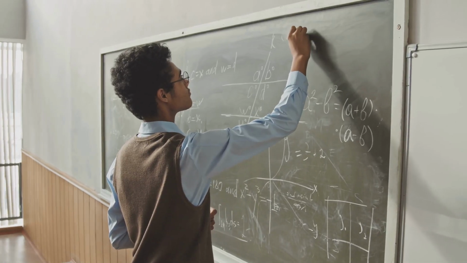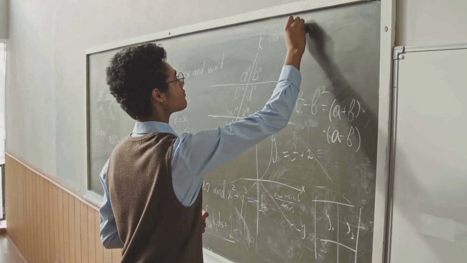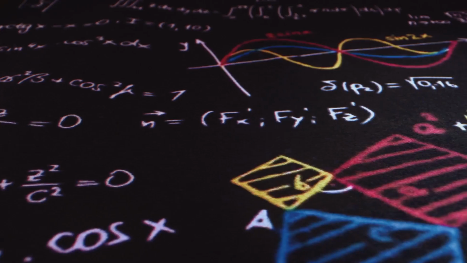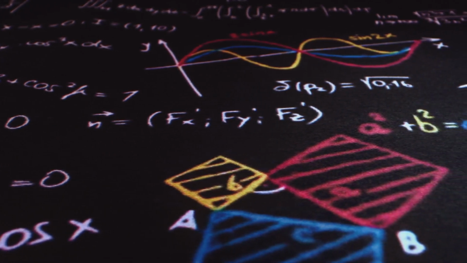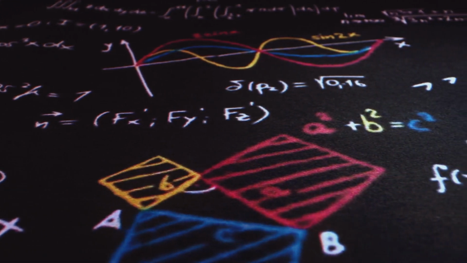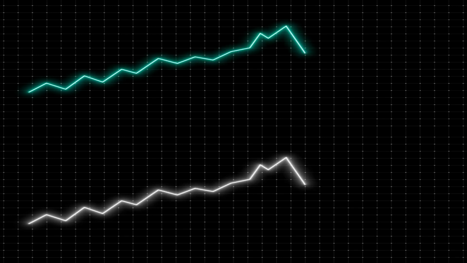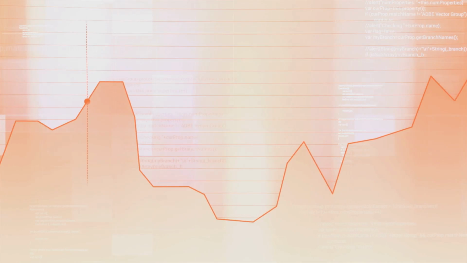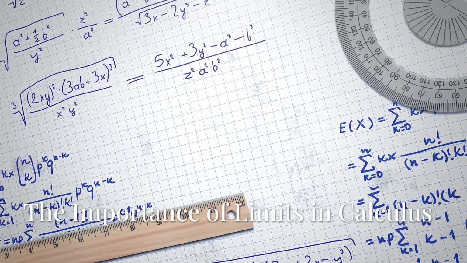Well, for a function to be continuous at a point, 3 conditions must be met. First, the function must be defined at that point. Second, the left-hand limit and the right-hand limit as x approaches that point must both exist and be equal. And third, the value of the function at that point must be equal to the limit. If any of these conditions fail, the function is said to be discontinuous at that point. Imagine a jump in the graph. You'd have to lift your pen to continue drawing.